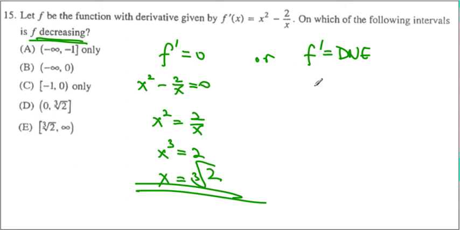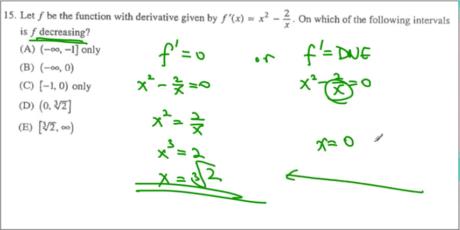Does not exist: you see, when the denominator is equal to 0, then the whole first derivative wouldn't exist. So therefore, when x equals 0, is another value. So here we have trying to find the interval where f is decreasing. Then we are looking at number line. And then here we have 0. Here we have cube root of 2.